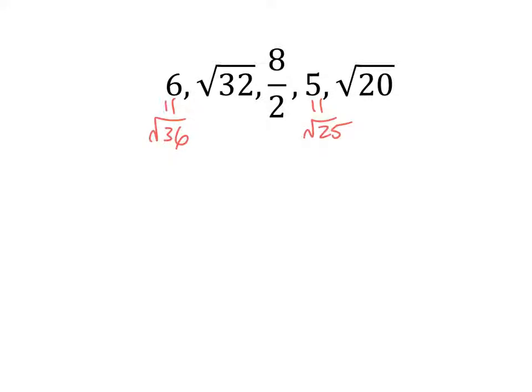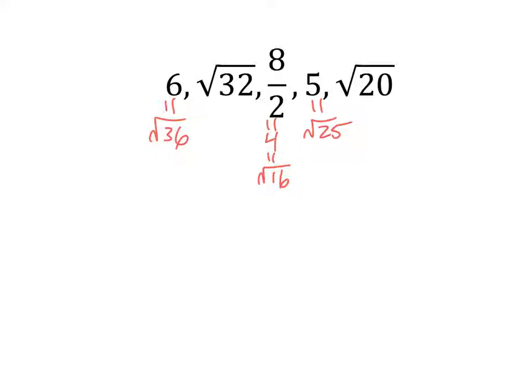Okay, but I don't know what 8 over 2 is equal to. Well, 8 divided by 2 gives us 4. So this is equal to 4. And then we can square that, and 4 is equal to the square root of 16. Okay, so now that they're all in square root form, it'll be a lot easier to order them.